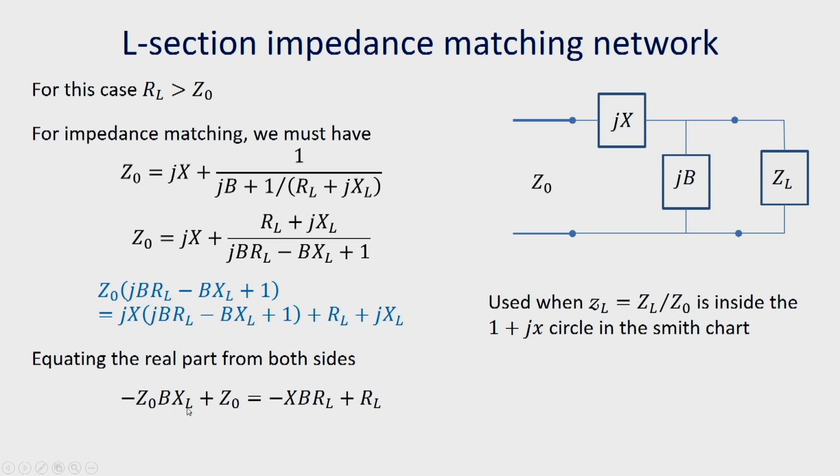So, we will have minus Z naught B XL plus Z naught, this will give another real term. So, minus X B RL, and then these two terms will be imaginary. So, minus X B RL plus RL, and rearranging the terms we can write B X RL minus Z naught XL is equal to RL minus Z naught. So, this is the equation we get after equating the real part only.